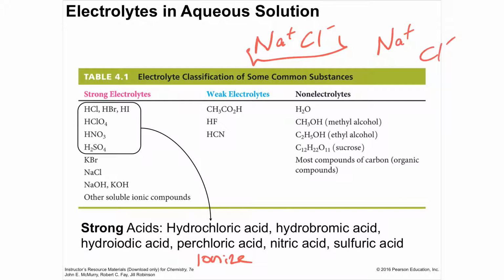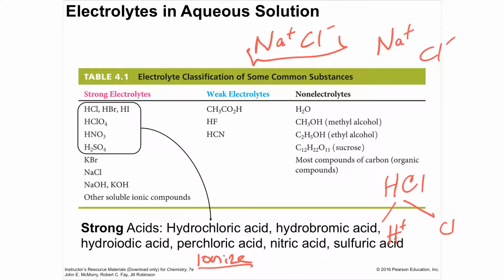If I have something like a covalent bond, HCl, like hydrochloric acid, they do become ions. So that's why it's a strong electrolyte, but they're not dissociating because they're not already ionic. Remember, H is a nonmetal, Cl is a nonmetal. That means they share electrons, and since they share electrons, they're not already ions. But when you put this in water, since it's a strong acid, it breaks apart into ions.